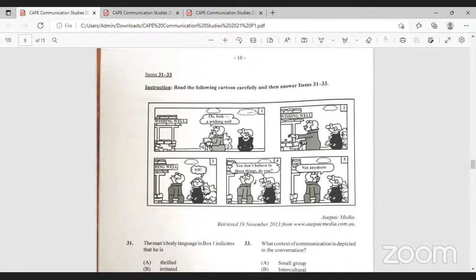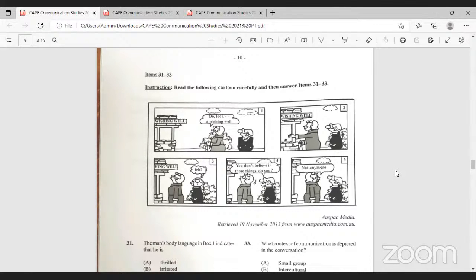All right, so we're moving on to the last module now. Sometimes you're given an image, and this one is about writing and speaking. So this one is a comic strip, and in the first panel the lady is saying, "Ooh, look, a wishing well." And she puts a coin in the wishing well in the second panel. And then in the third panel, the guy hisses his teeth and says, "You don't believe in those things, do you?" And then she says, "Not anymore."